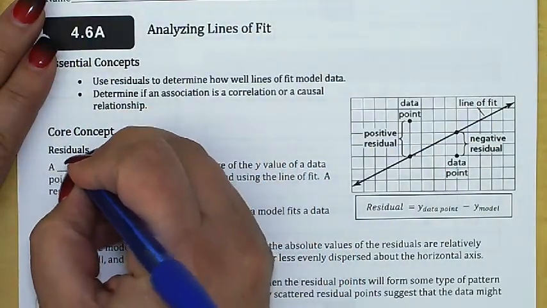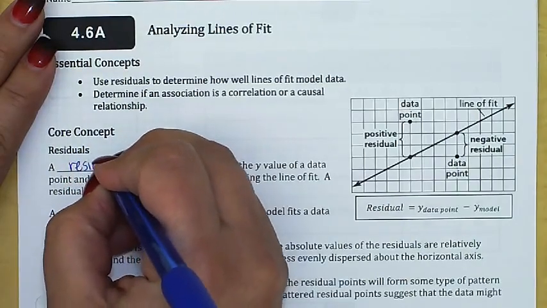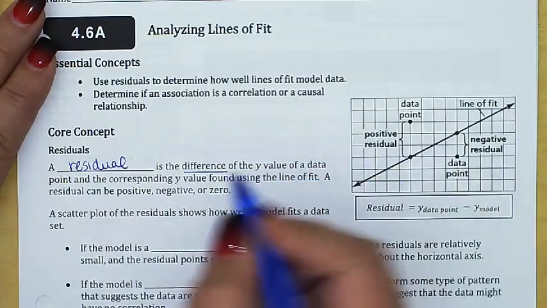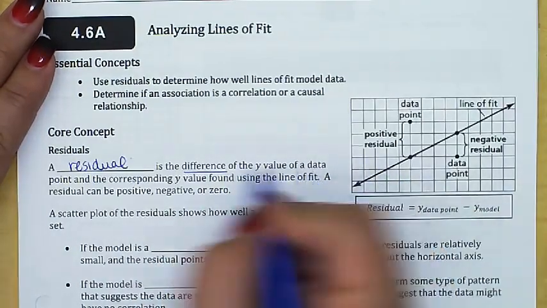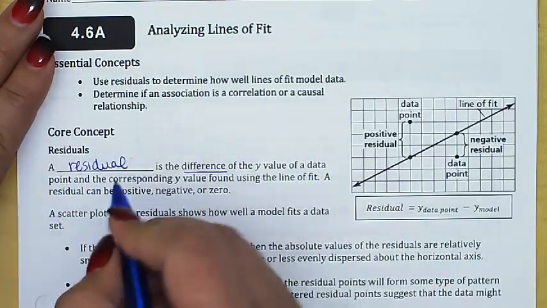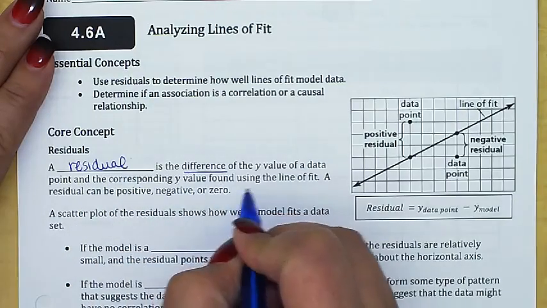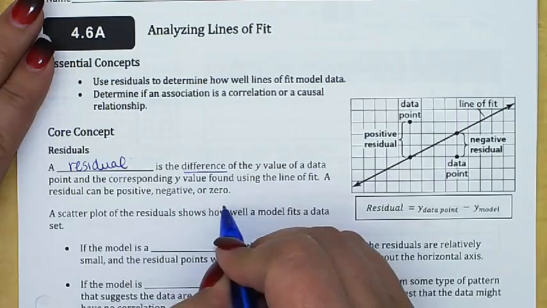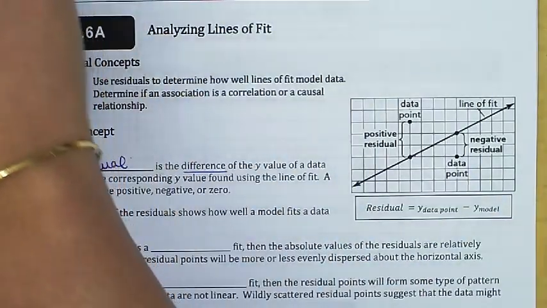A residual is the difference, it's always going to be subtraction, of the y value of a data point, that's your original scatter plot point, and then the corresponding y value found using the line of fit. A residual can be positive, negative, or zero. So this is what it's measuring, right?